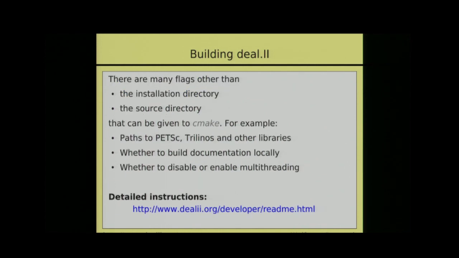Before I show this to you in practice, I want to point out that there are many more flags that you can give to CMake. So I only showed you how to pass the installation directory, let's say the destination, and the source directory as arguments to CMake. But there are many other arguments. For example, if you have other libraries installed, like PETSc or Trilinos, you would have to pass the directories in which PETSc and Trilinos reside to the CMake command if it's not in any standard directory where it can automatically find it. Then you can instruct CMake to not just build the object files in the library, but for example, you could build the entire deal.II documentation locally as well. There are arguments for this that you can pass to CMake. Or by default, we build with multithreading so that your programs can run on multiple cores on an individual machine. If you don't want this, then you can pass other flags to CMake. So there's much more to be learned about this that I'm not going to go into detail here. But if you're interested in this, just go to the README file and you will find the instructions for this.